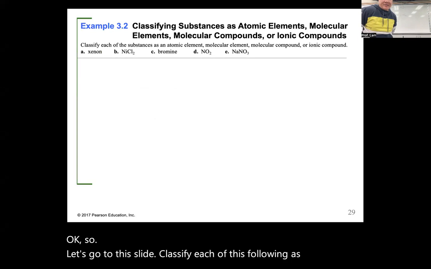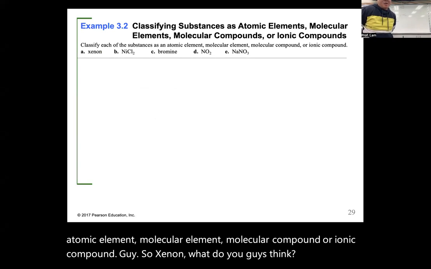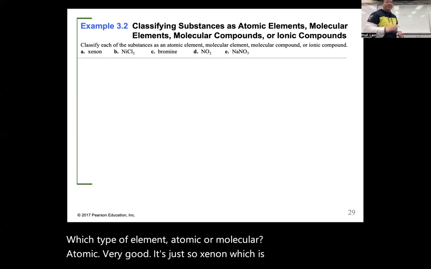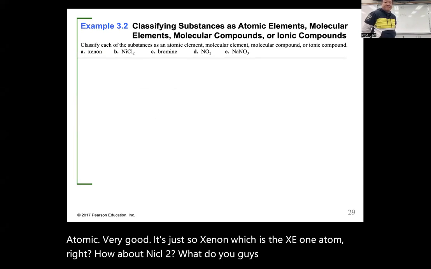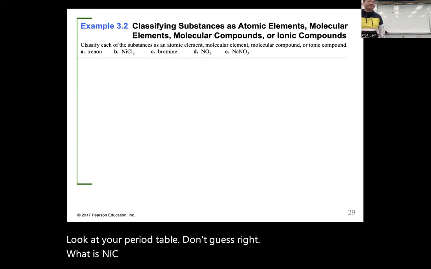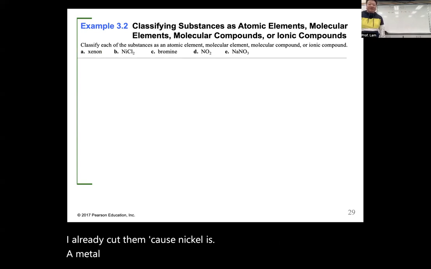Okay, so let's go to this slide. Classify each of the following as either atomic element, molecular compound, or ionic compound. So xenon, what do you guys think? Which type of element, atomic or molecular? Atomic, very good. Xenon, Xe, is just one atom. How about NiCl2? Look at your periodic table. Don't guess. What is NiCl2? Ionic compound, because nickel is a metal, and chlorine is a non-metal.